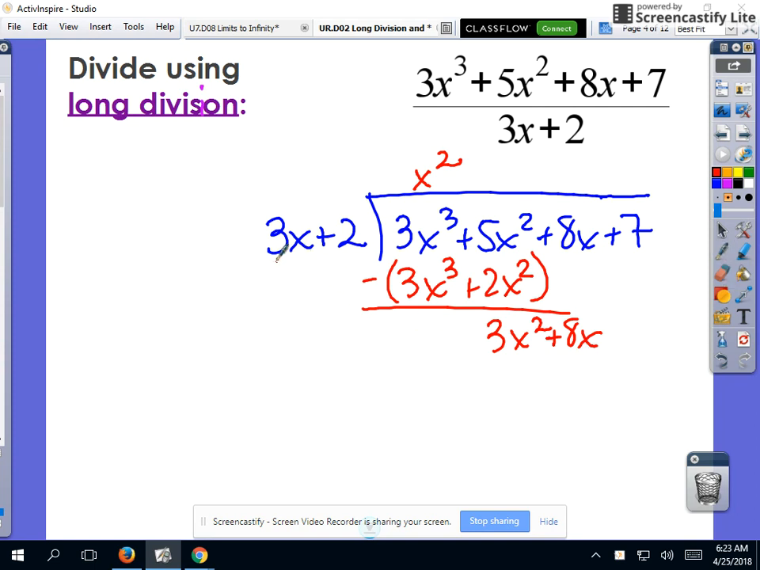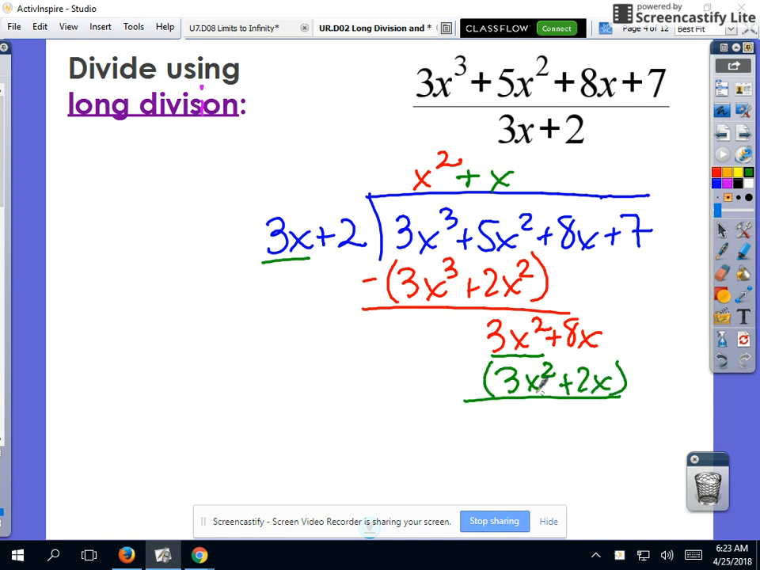Now let's look at this. Let me use a different color. Use this times what gives me 3x squared. 3x times x gives me 3x squared. So x times 3x gives me 3x squared. X times 2 gives me 2x.